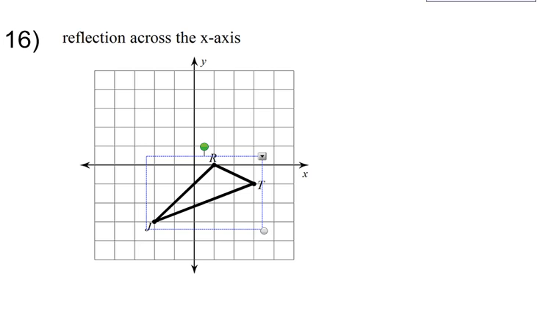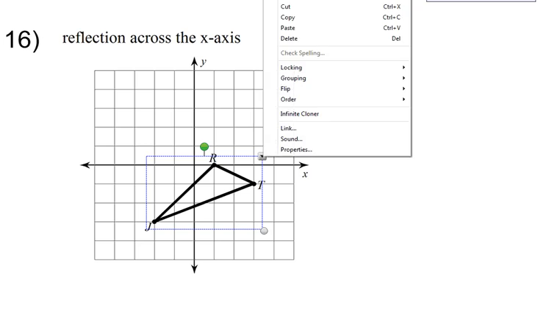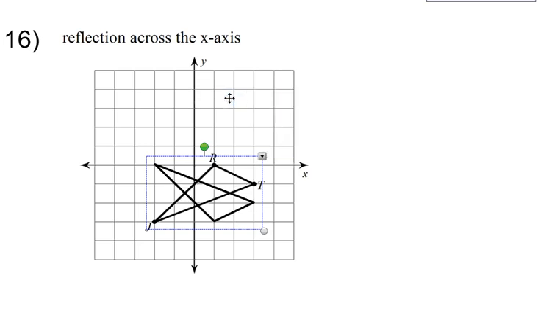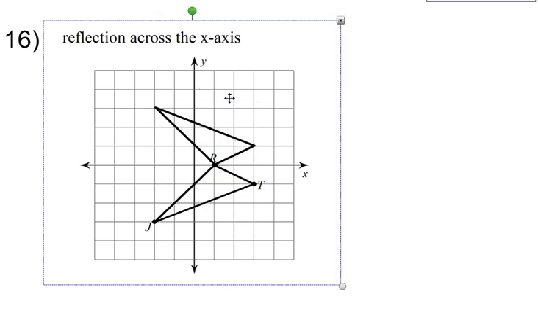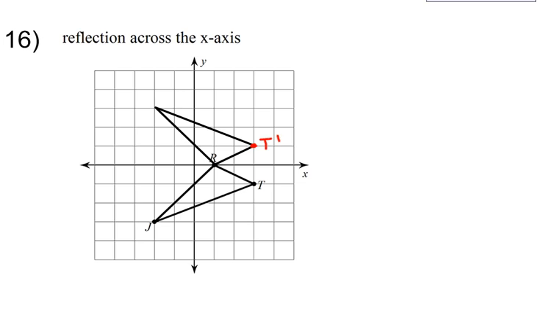Okay, number 16. It's a reflection across the x-axis. So again, I can just use the flip up and down. It's going to look like that. Don't forget your T prime and J prime. Just flipping it across the x-axis.